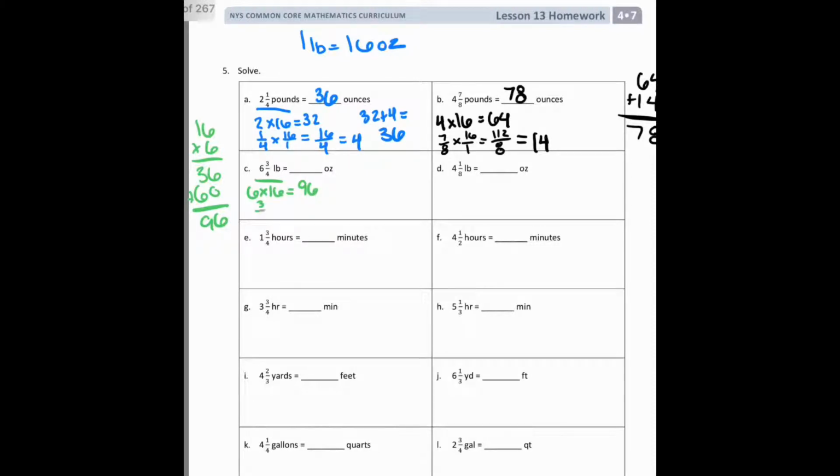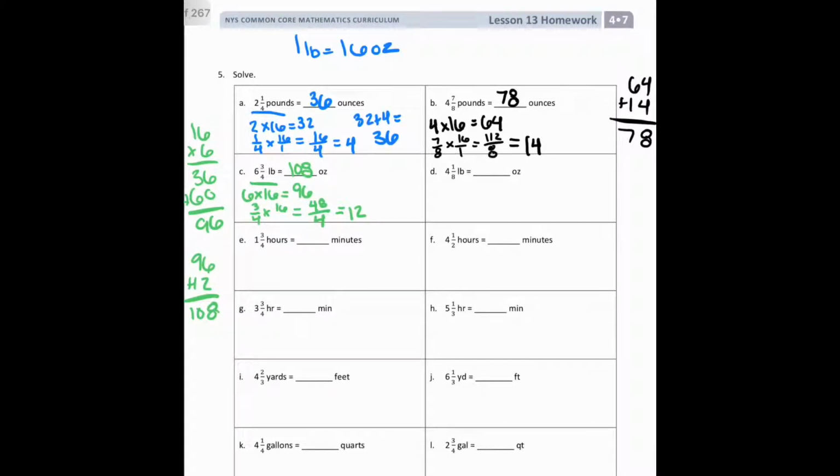And then we have 3/4 times 16. Well, 3 times 16 is 48. So I'll have 48 fourths, is what this would be equivalent to. And if I wanted to pull out 4/4, I could actually do that 12 times. So 48/4 is the same thing as 12 wholes. And if I add 96 and 12, I get 108 ounces.